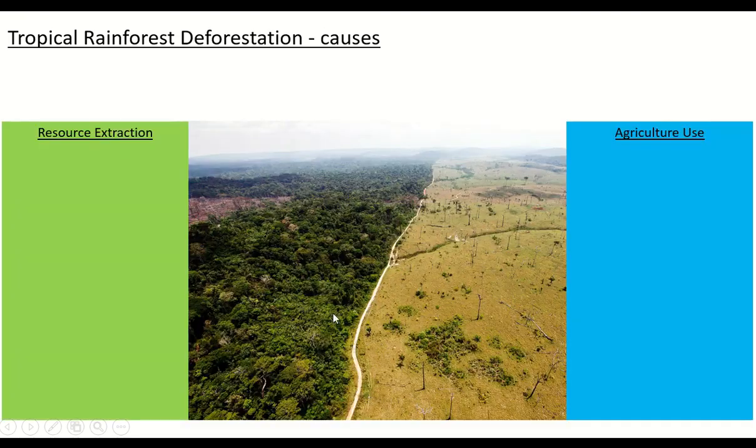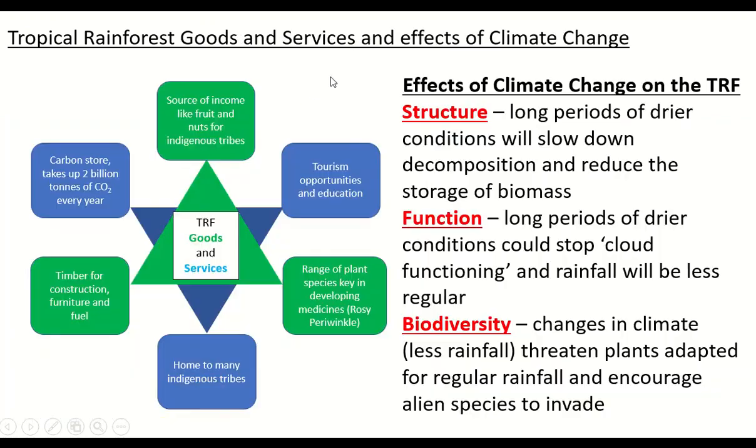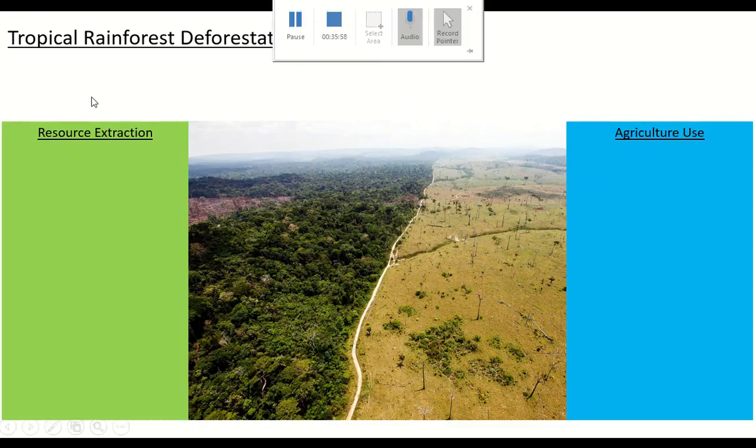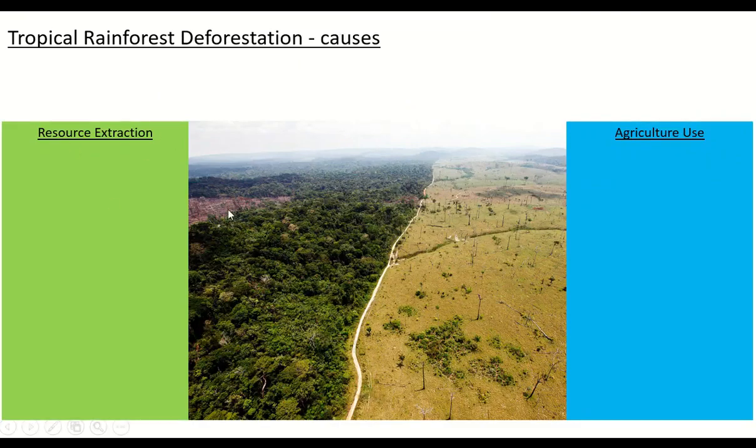So we're deforesting the rainforest as well, and this is not a good thing. One of the threats is obviously climate change, which you've seen here. Another threat is us. So the reasons we are deforesting the rainforest.